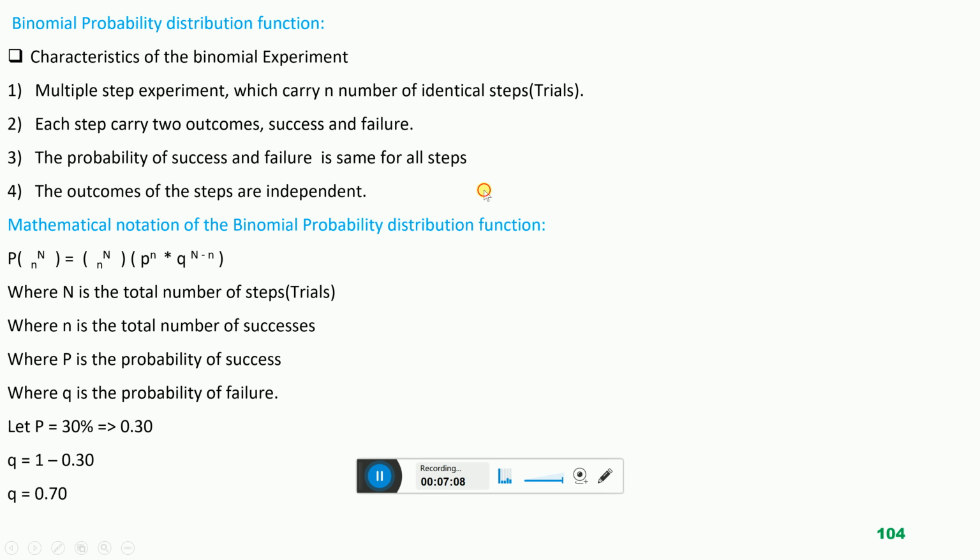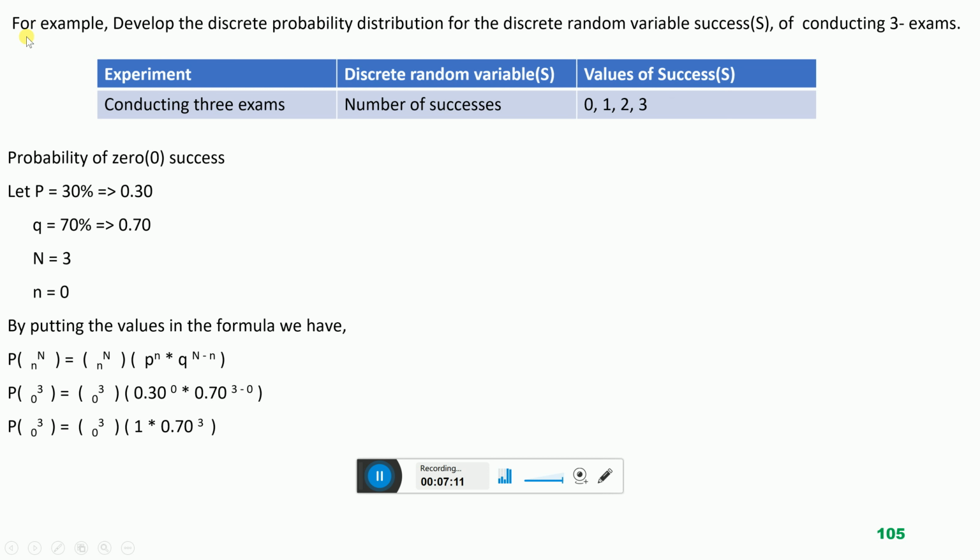Now we are further clarifying by putting one example. For example, develop the discrete probability distribution for the discrete random variable success of conducting 3 exams. Suppose in this example, our experiment is conducting exam, and the question is this: develop discrete probability distribution for experiment conducting exam, but exams are 3, meaning the experiment is a multiple step experiment.